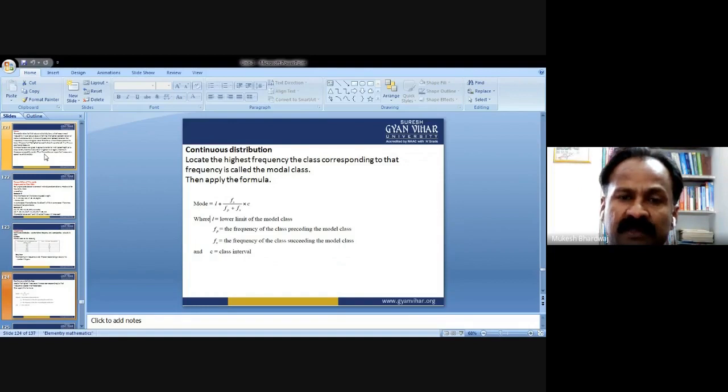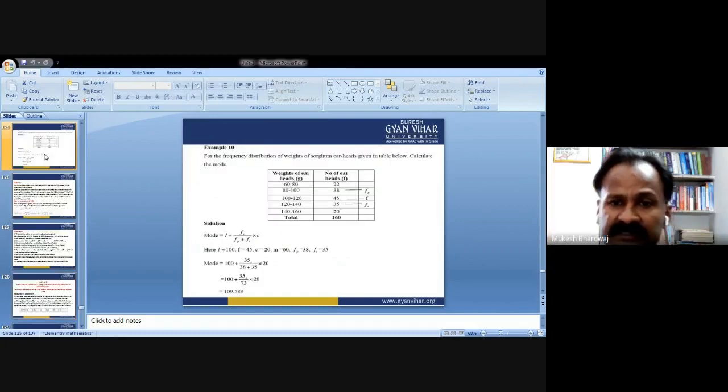So if any data is provided in the form of a class distribution or continuous distribution, locate the highest frequency; the class corresponding to that frequency is called the modal class. Then apply the formula, and we need to find the lower limit of the modal class. First of all, we find the modal class. For example, if the frequency distribution of weights of sorghum ear heads is given in a table, calculate the mode.